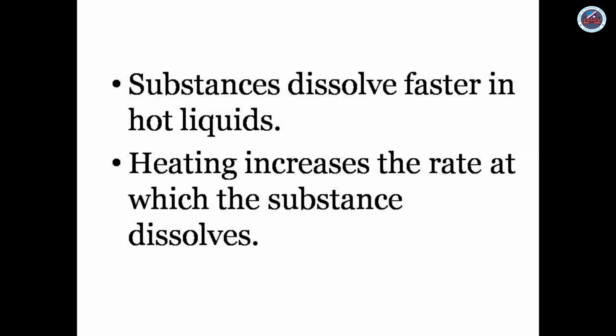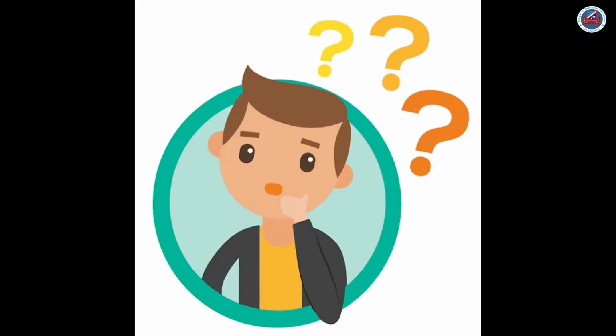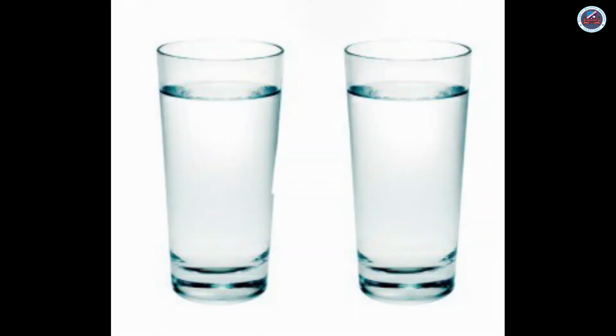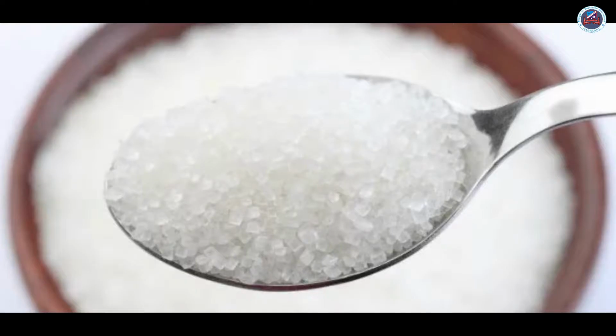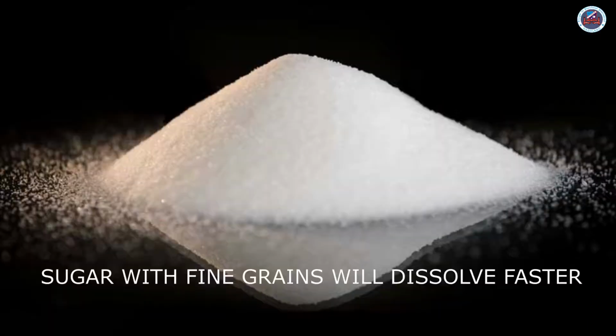How does grain size affect dissolving? Let's say we have 2 glasses of water and 2 different types of sugar. One is fine, with small grains, and the other coarse, or the grains are bigger. When we add 1 spoon of these sugars in each of the glasses of water, we notice that the sugar with fine grains will dissolve faster.